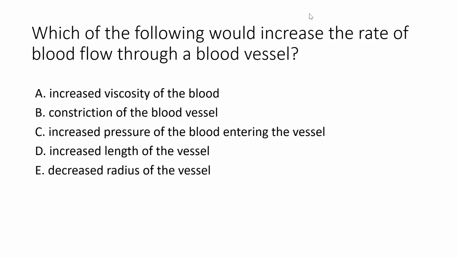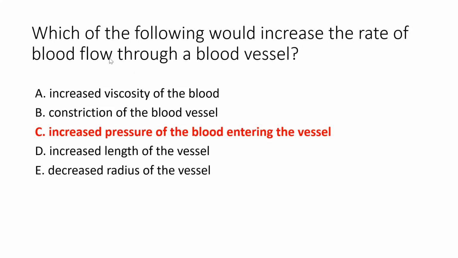All right. So the question: which of the following would increase the rate of blood flow through a blood vessel? Many persons selected C, which is correct. Increased pressure entering the vessel is going to increase the blood flow. And we can replace this word blood flow with bulk flow or cardiac output in our equation that we talked about before. So also be thinking about the practical ways that we can phrase the relationship that we talked about.